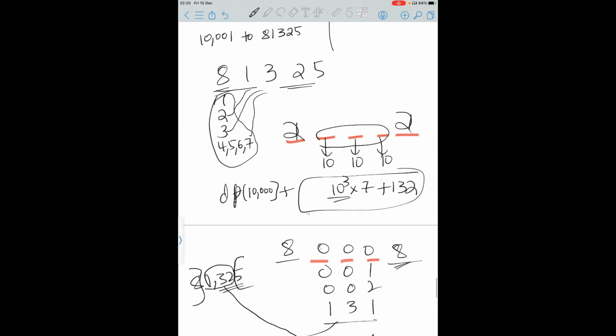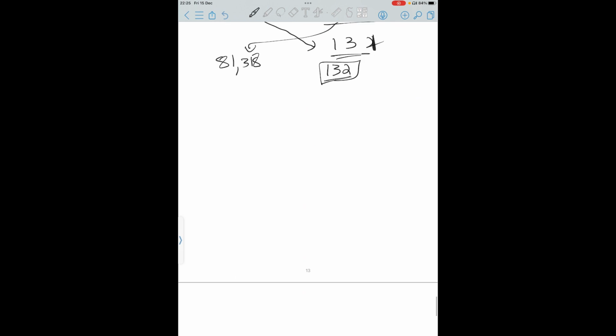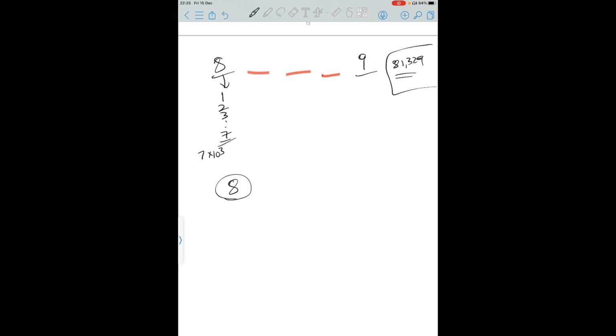Now let's look at another number as discussed earlier, 81329. As discussed in the first example, you look at 8, you can fill the first digit with any number that is less than 8, because that number would still be less than the given number. You can fill it with 1, 2, 3, so on, 7. Now it's 7 into 10 cube. Now let's see what happens when you fill this with 8. And the middle numbers are 1, 3, 2.